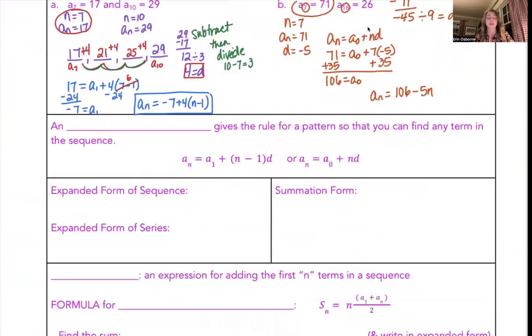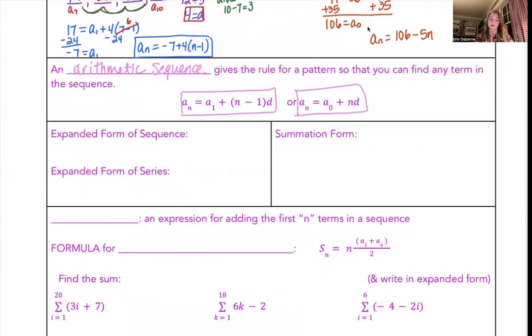The last concept is, what is a series? Oh, I guess I meant for it to be, what is in your notes? An arithmetic sequence, I'm jumping ahead too much, gives the rule for a pattern that you can find for any term. I guess I'm just reiterating, what do those two rules look like? You can pick either one that you like.